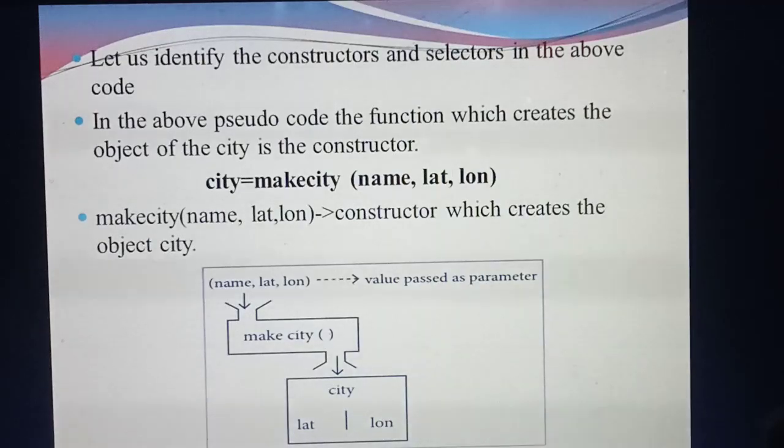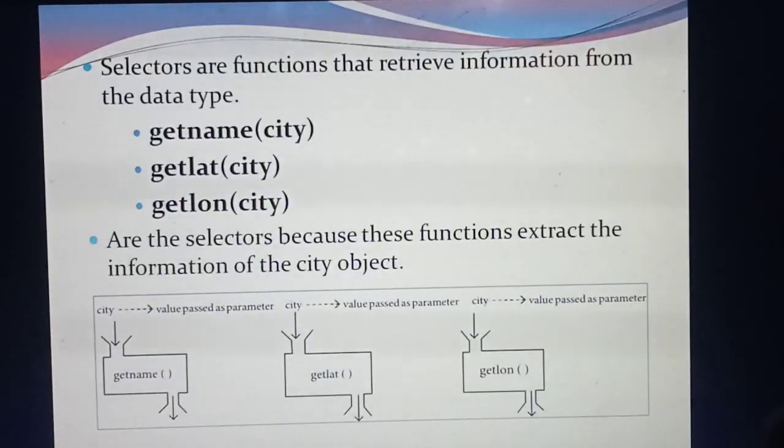Have you seen this arrow mark here? See this arrow mark, you are passing name, latitude and longitude. These three things you are passing to the function make city of. After passing these you are going to calculate the latitude and longitude distance. Understood? So this you need to draw for the constructor diagram.